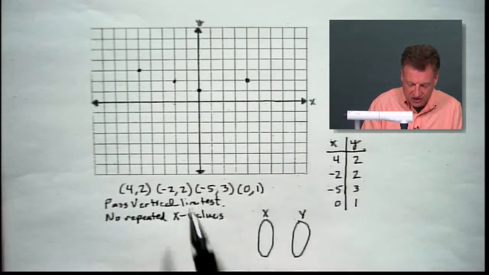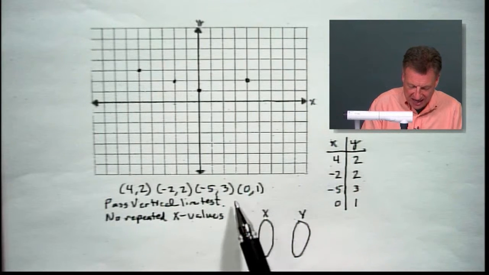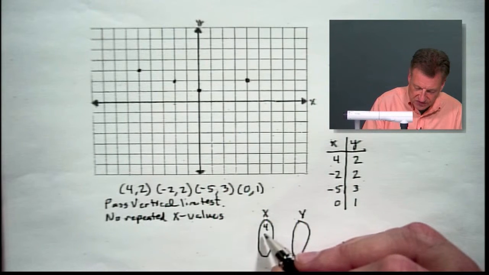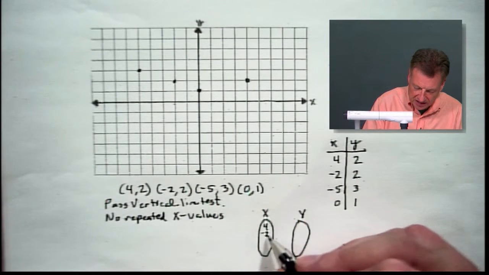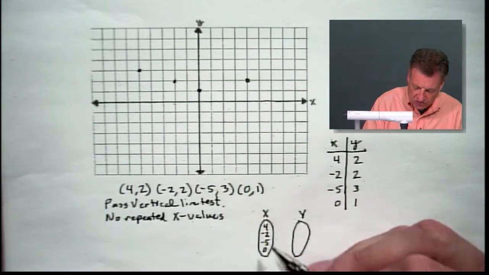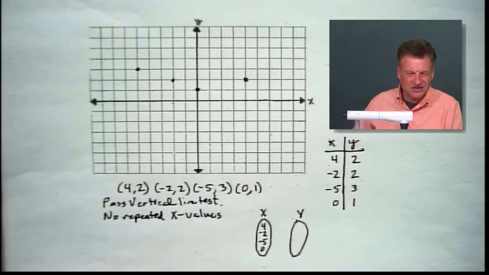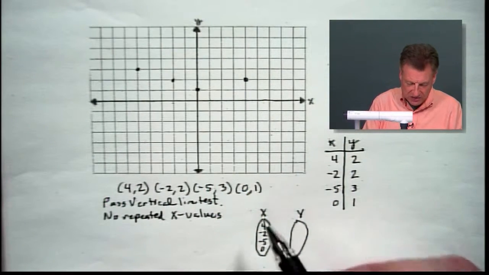We're going to put our X values over here, and they're all different ones, right? So we've got 4, -2, -5, and 0. Now, if you have a repeated value of X, you don't repeat it over here, all right? Because otherwise, it's not going to really help you any. So we have those 4 distinct values.